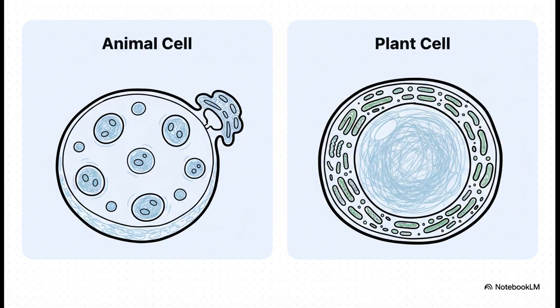Next up, storage. You can think of these vacuoles as water tanks or little warehouses. In animal cells, you've got several small ones, kind of like little storage closets for short-term needs. But in plant cells, wow, it's totally different. They usually have one single enormous central vacuole that can take up most of the cell's space. It's not just for storing water. It actually pushes against the cell wall to help keep the plant rigid.